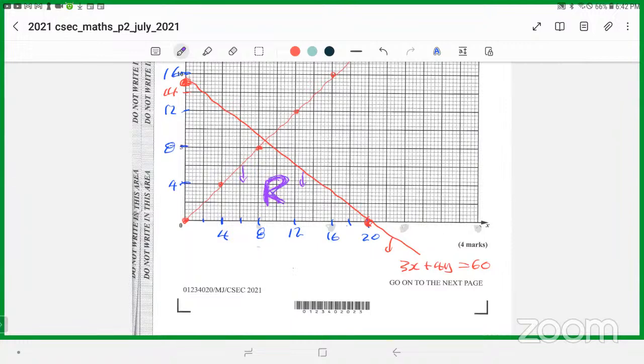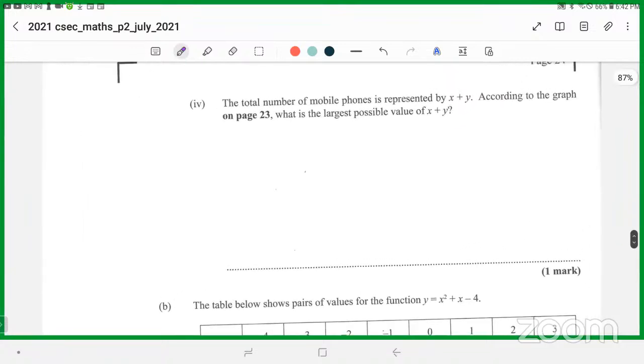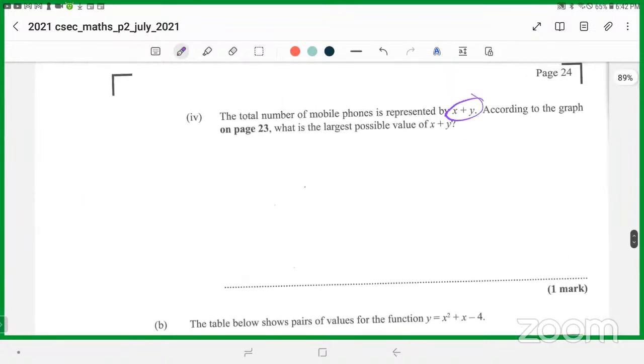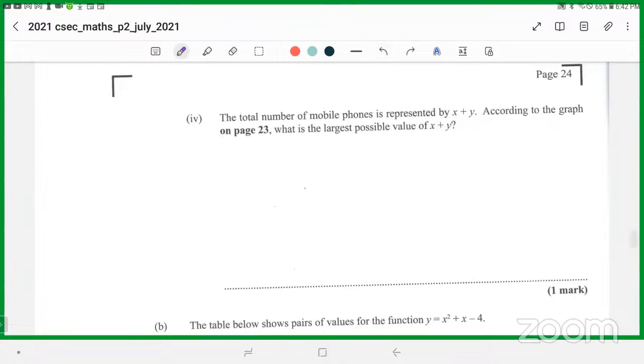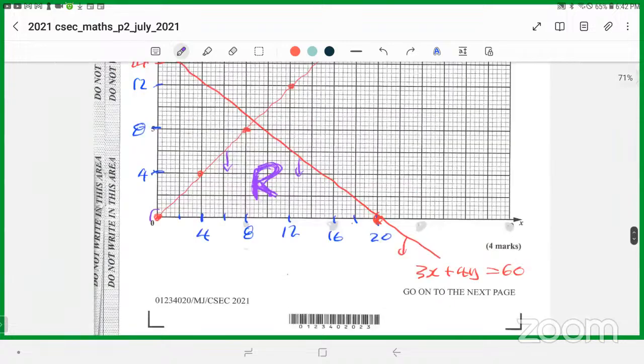That's the R. The next question says, the total number of mobile phones is represented by x plus y. According to the graph on page 23, what is the largest possible value of x plus y? To get the largest possible value of x plus y, you have to go to the vertices. These are the vertices here, here, and there.